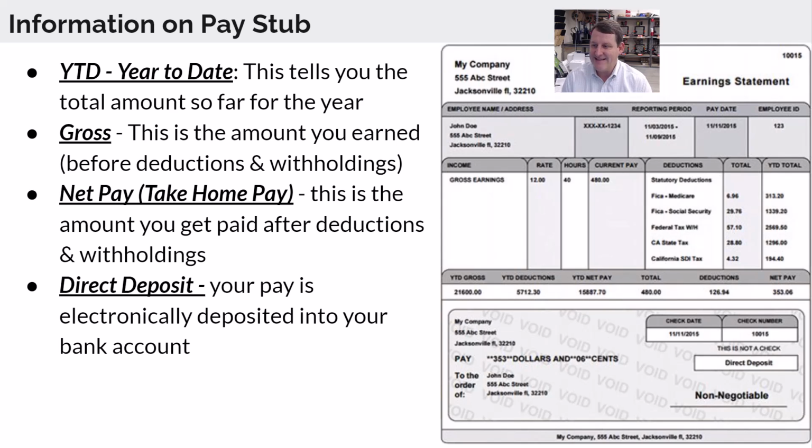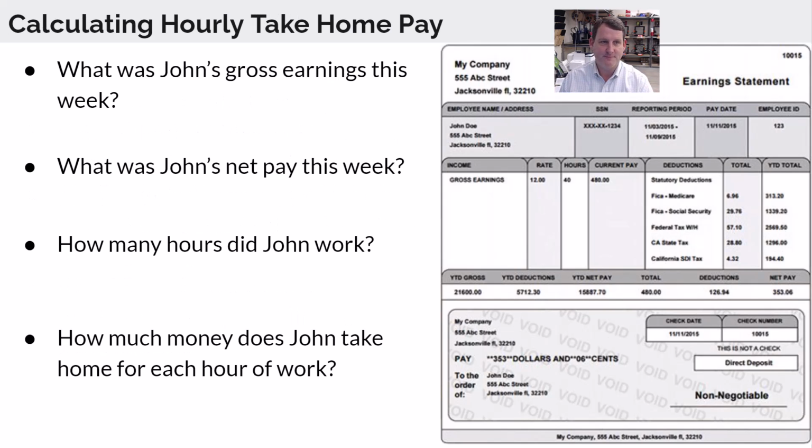Direct deposit. This indicates that your money is being electronically deposited into your account. It's really nice. Employers love it. Employees tend to love it. It makes life easier on employers. They don't have to print out paper checks and hand them to you, replace those checks when they get lost. It just makes life a lot easier.